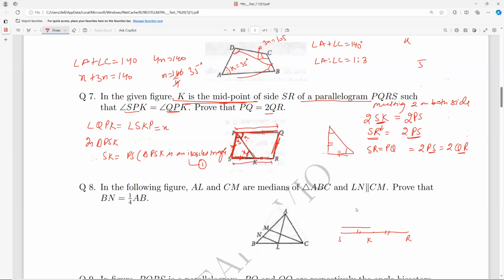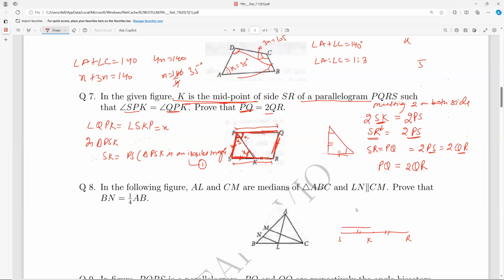Now SR is equal to PQ, because we need PQ, so I replace SR with PQ. And PS is equal to QR, so in place of 2 PS, I can write 2 QR, because these are the opposite sides of the parallelogram.